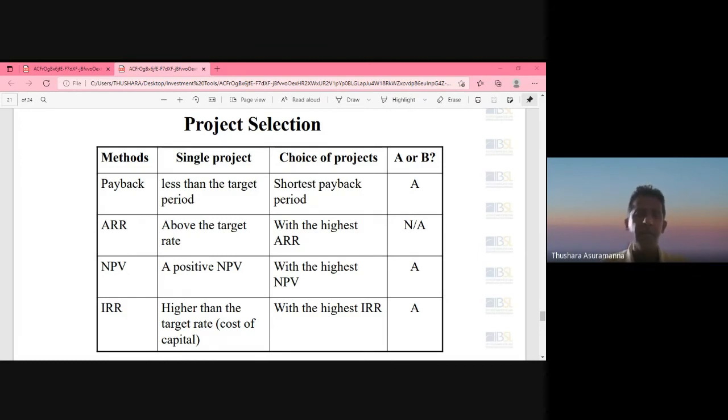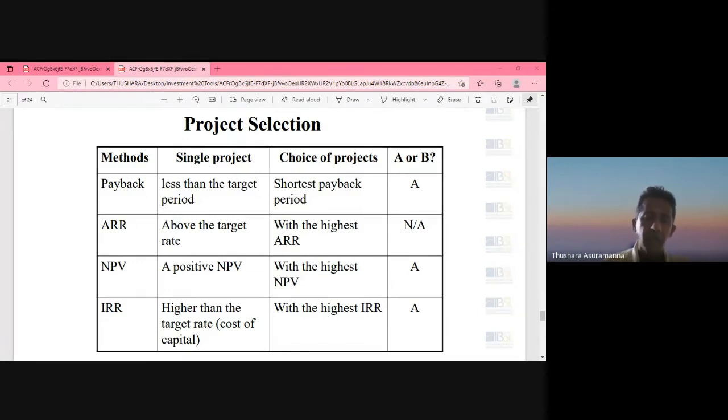ARR, again, if you have one project above the target rate, you go with that. If you have multiple projects, the highest ARR you will take as the call. NPV, for a single project, if it is a positive NPV, yes, we will accept. Like this question, where we have 2 projects, you went with the highest NPV.